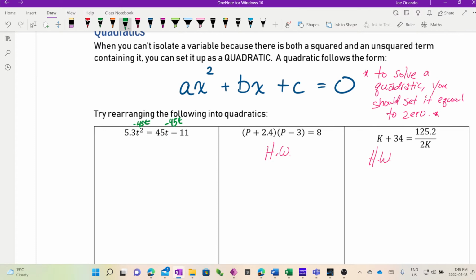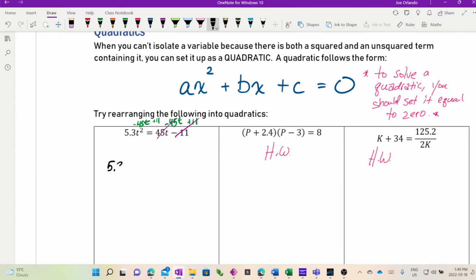Hey, this negative 11, do I want it there? Oh, so what should I do? What's the opposite of subtracting 11? I'm going to add 11. But what I do to one side, got to do to the other. Watch your signs. Easy to make a sign mistake there. And what do I end up with?